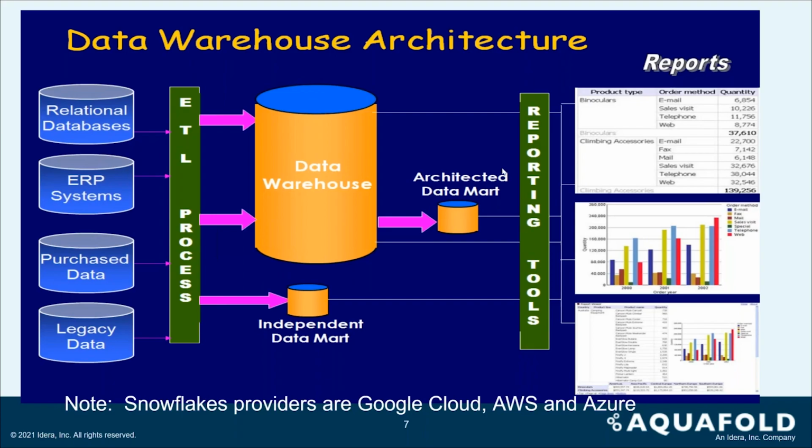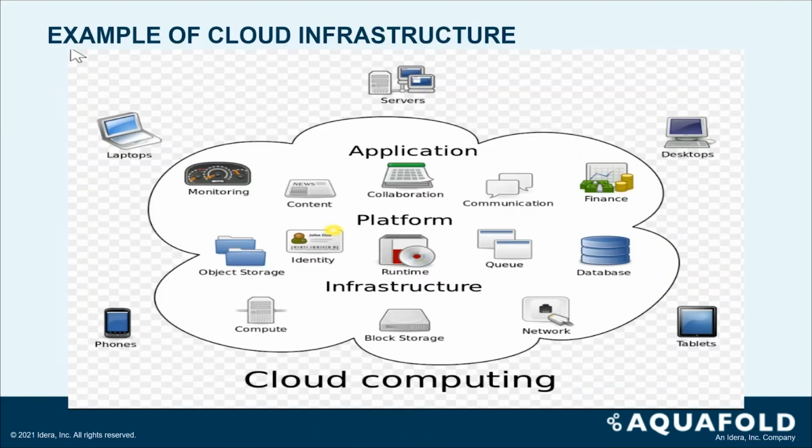The key is, how do you report on all this data? You want to report what you did in your business 2 years ago versus what you're going to do in 5 years, and you want to make sense of that data. Now, when we talk about architecture specifically for Snowflake, the providers are Google Cloud, AWS, and Azure, and it's housed on the cloud.